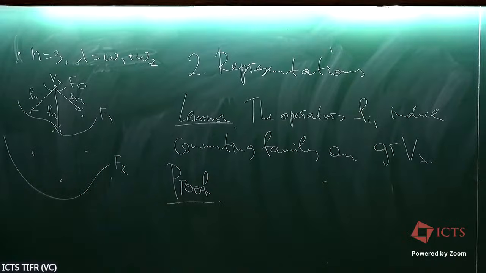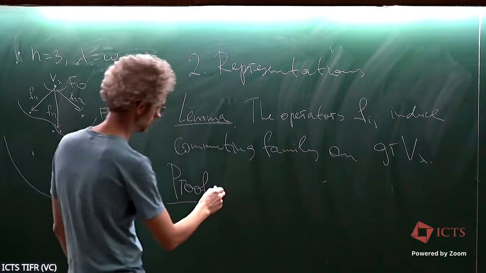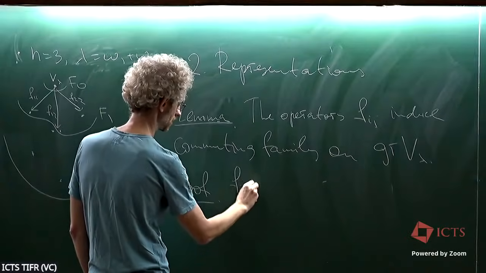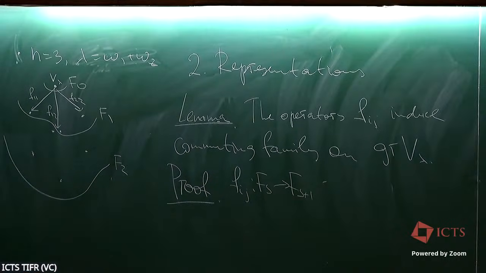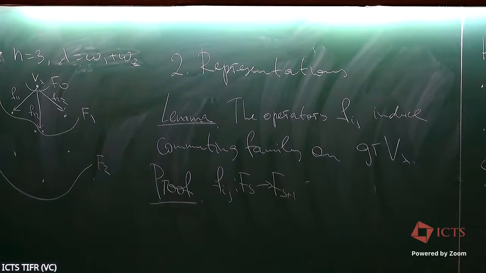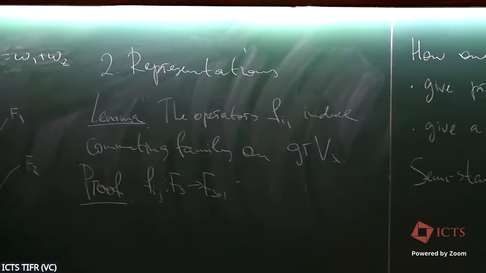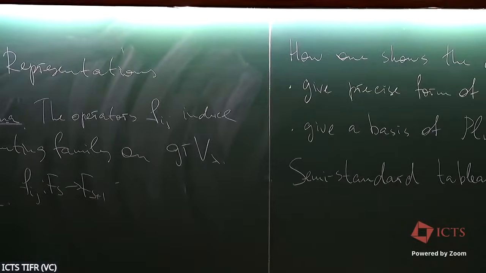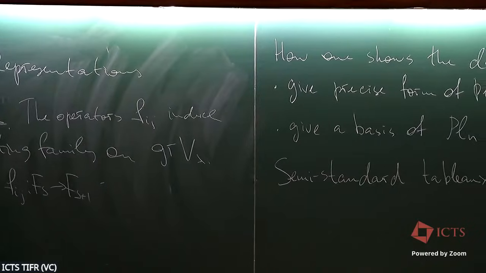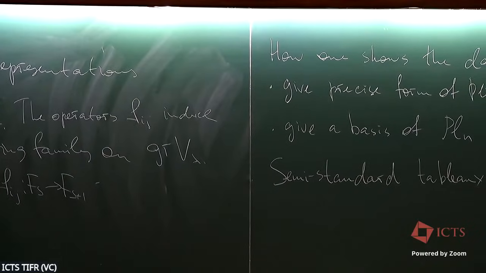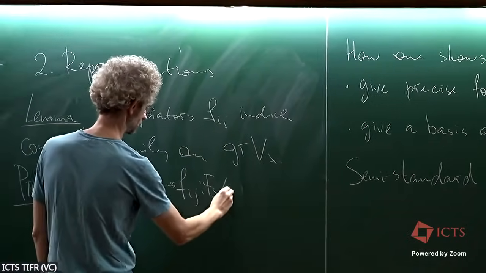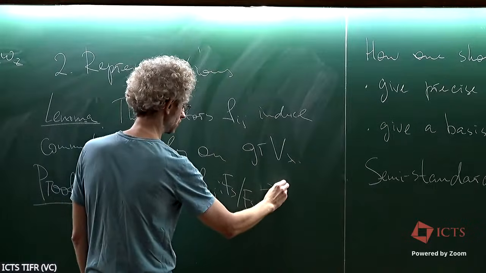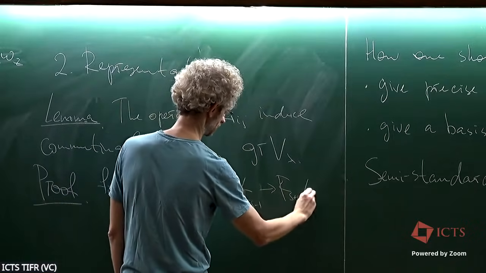So namely, what we know is that Fij maps Fs to Fs plus 1, right, by the very definition. Fs is the span of all vectors such that there are no more than S operators applied to the highest weight vector. Now Fs plus 1, we should add no more than 1. So there is this map, and therefore we have the induced map Fij from Fs over Fs minus 1 to Fs plus 1 over Fs.